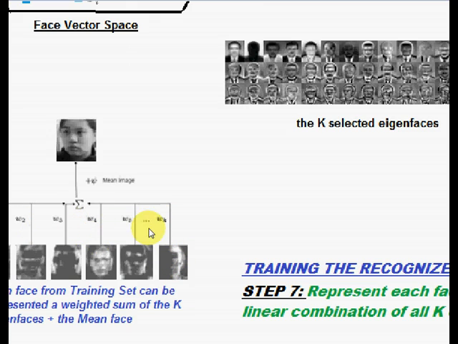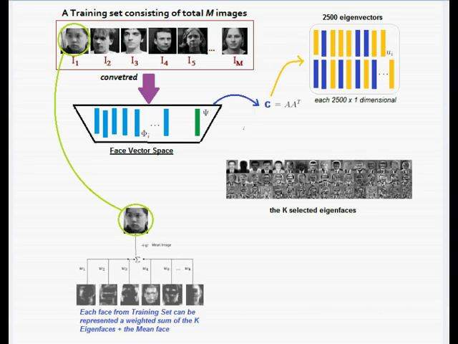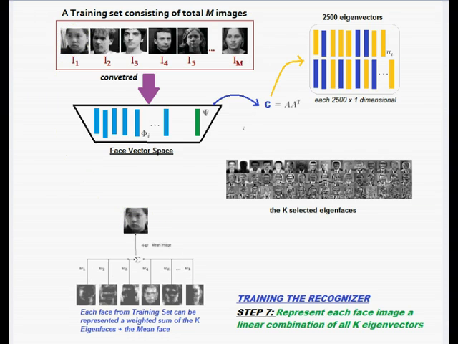So there are K weights associated with the respective K eigenfaces. Now, these weights are actually the proportions of the eigenface. That is, this eigenface makes up this much percentage of this face. This eigenface contributes this percent to making this face. This eigenface contributes this much percent, and so on and so forth.